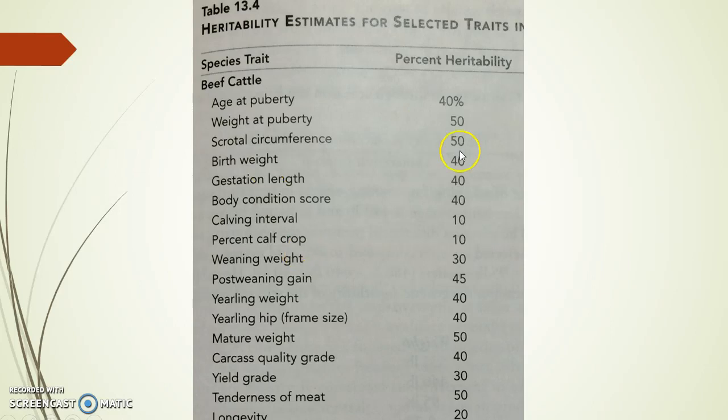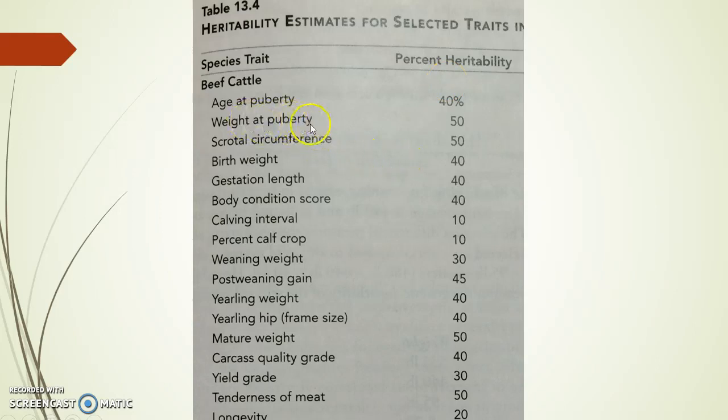Okay, so your book has a huge table, table 13.4, and this is just one species. This is just the beef species out of that chart. Make sure and look at the chart for the rest of the species, okay? So what this chart is saying is anything over 40% is a highly heritable trait that can be passed from the parent to the offspring.